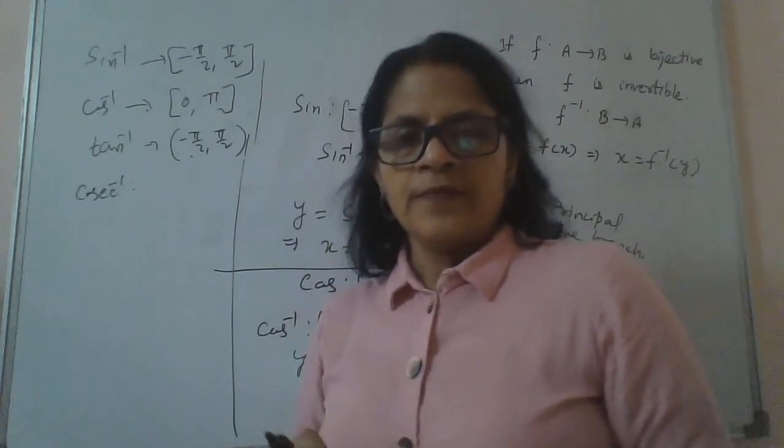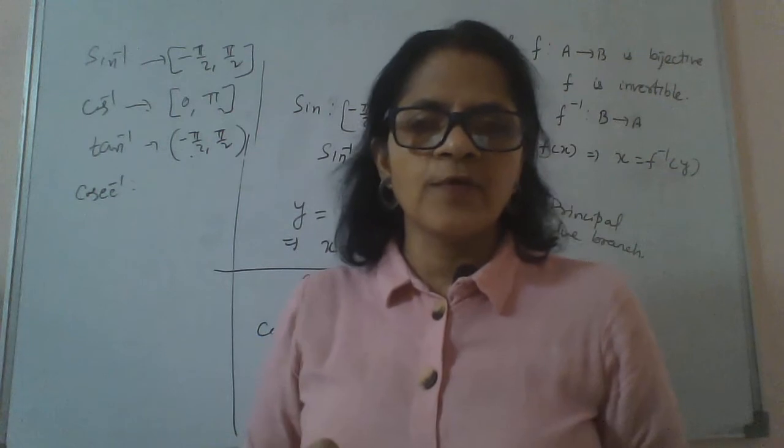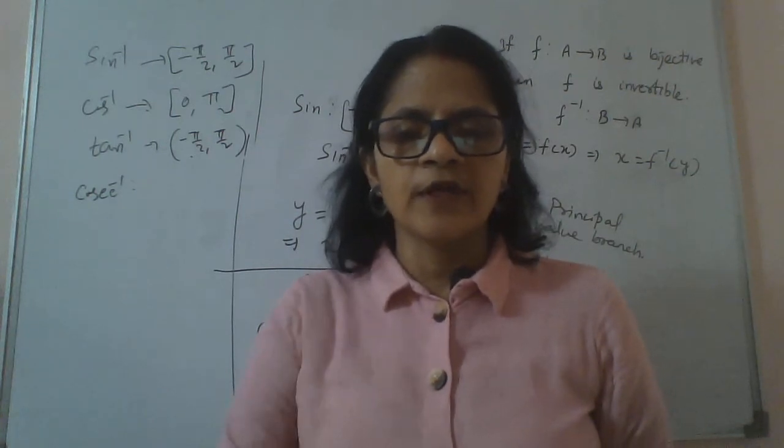And similarly, whenever you write cosec inverse, what is the domain and range of cosec x, so that cosec will now be invertible?